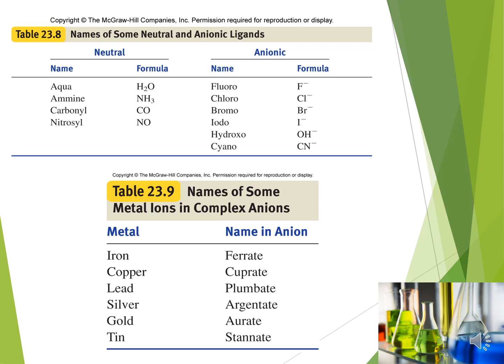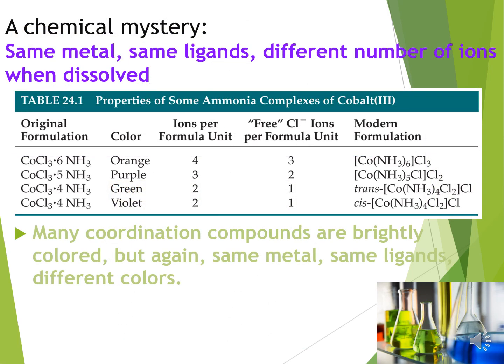Some names of neutral and anionic ligands: aqua, amine, carbonyl, nitrosyl, and anionic fluoro, chloro, bromo, iodo, hydroxo and cyano. The metal ions in complex anions: iron is called ferrate, copper is cuprate, lead is plumbate, silver is argentate, gold is aurate, tin is stannate. The same metal and same ligands but a different number of ionizations, when dissolved, give different colors.